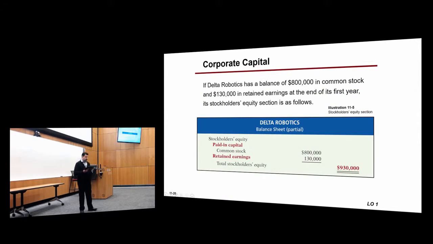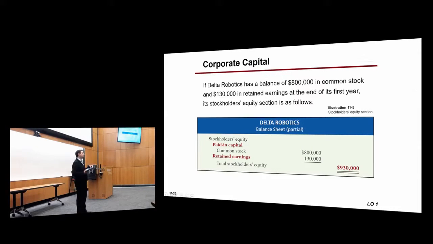So if Delta Robotics has a balance of 800,000 in common stock and 130,000 in retained earnings at the end of its year, the stockholders' equity section in the balance sheet will be as such. So you remember you have assets, liabilities, and stockholders' equity. The stockholders' equity section would include two parts, paid-in capital and retained earnings. So far, because we're only dealing with common stock, we did not include the whole section as paid-in capital. We simply used to include common stock, right?